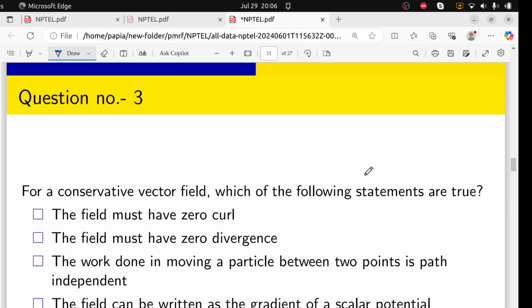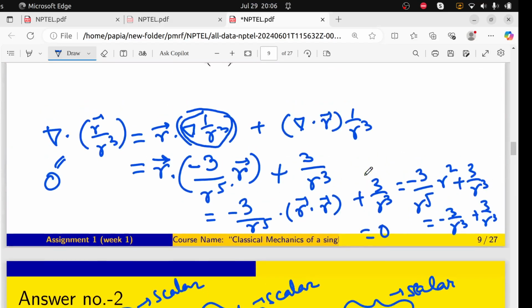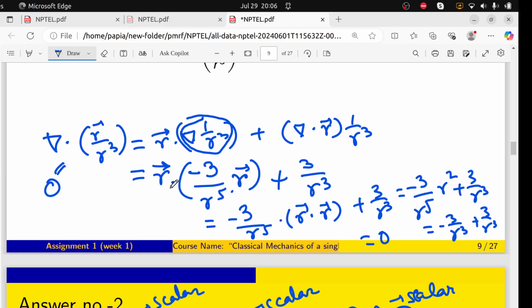So now if I just put all the results here in my calculation, then it is coming as r vector dot minus 3 by r to the power 5 r vector plus 3 by r cube. Then you can see minus 3 r to the power 5 and that r dot r obviously gives you r square. So r square by r to the power 5 it will come as r cube. So minus 3 by r cube plus 3 by r cube. It will give me a 0 result. So is it fine to everyone?